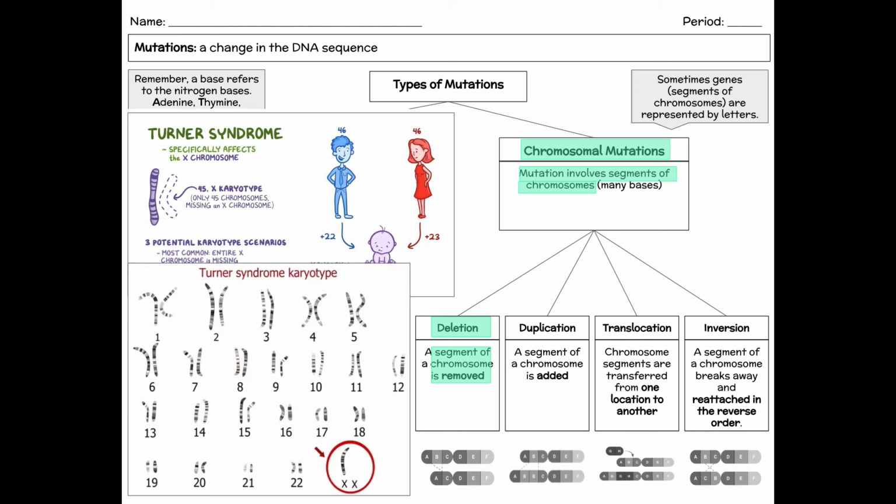Other genes may be deleted as well, so this may also affect other organs, such as the heart and digestive system. Here we can see a karyotype for an individual with Turner syndrome, and highlighted at the 23rd pair, which is the sex chromosome pair, we can see that they have experienced a deletion of their second X chromosome, meaning that they would have 45 chromosomes instead of 46.